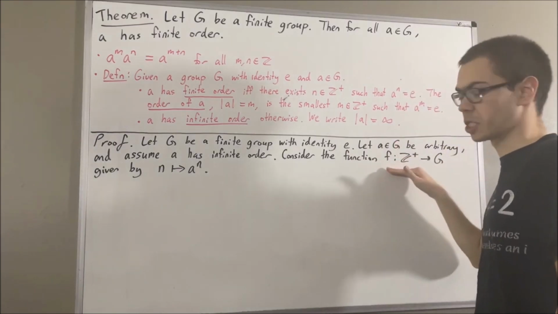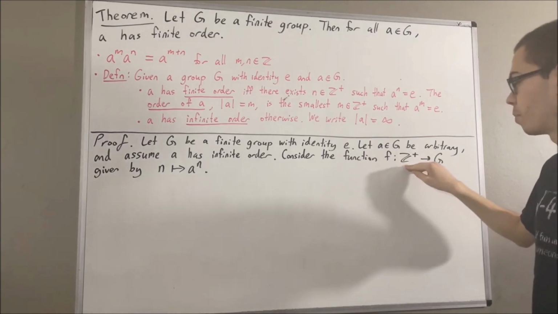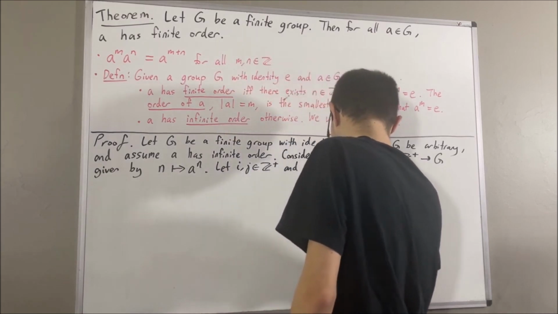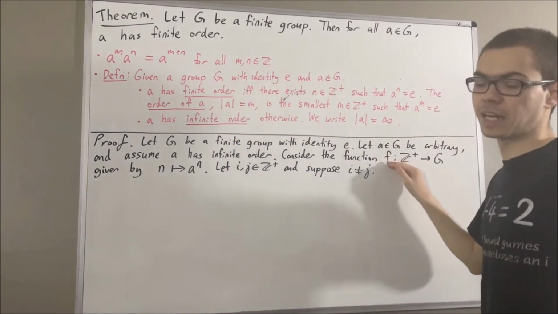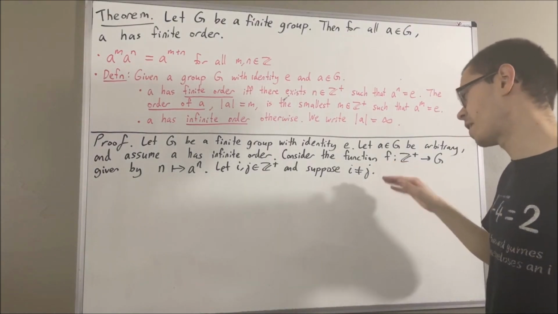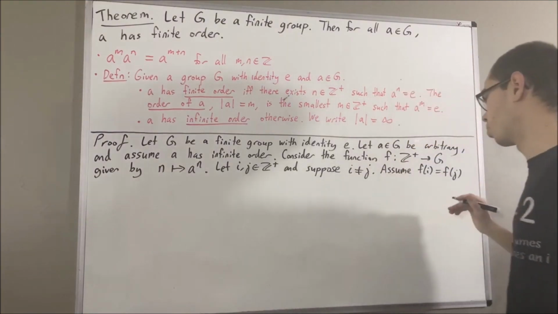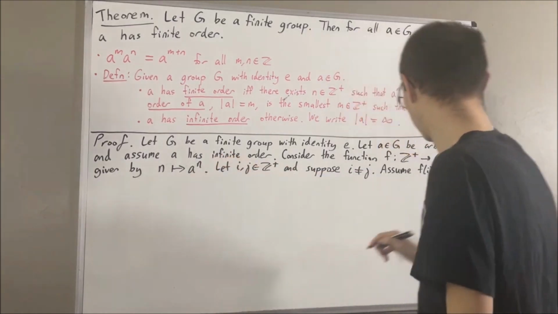So to prove that this function is injective, let's give ourselves two arbitrary positive integers, i and j, and suppose i is not equal to j. To prove injectivity, we would like to show that f of i is not equal to f of j. So, assume for a contradiction, we instead have that f of i is equal to f of j. In other words, we're saying A to the power of i is equal to A to the power of j.